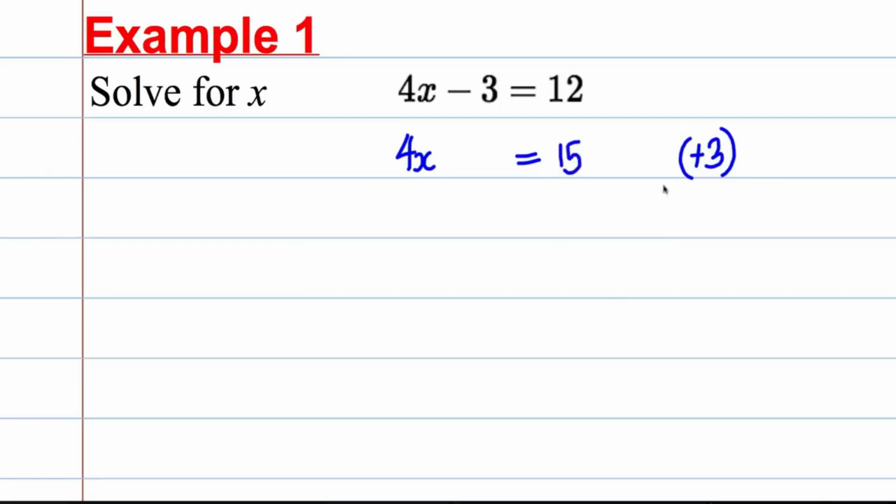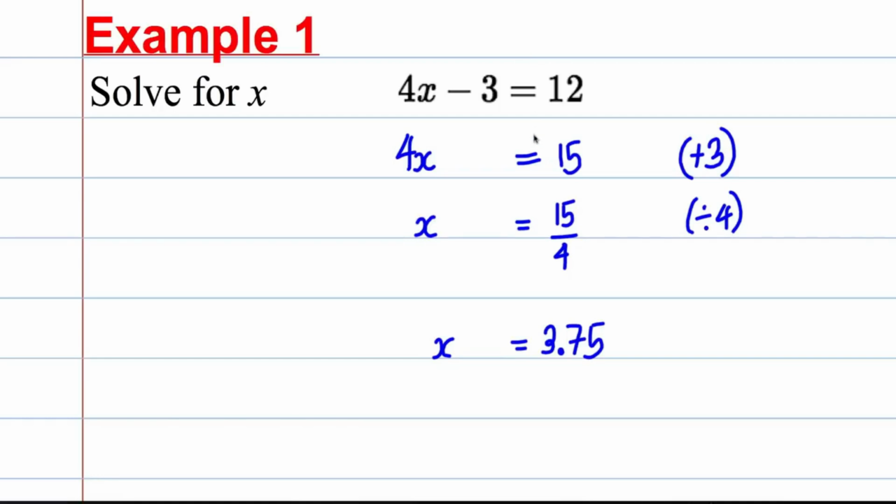4 lots of x are 15, so to get 1 lot of x you divide by 4. So x is therefore 15 divided by 4. Now there is absolutely no harm whatsoever leaving your answer in fractional terms. In fact, in higher GCSE topics and at A-level, it's preferable to leave it like this rather than to round. However, if you wanted to decimalize this, x is equal to 3.75.